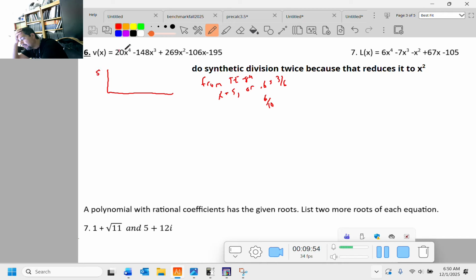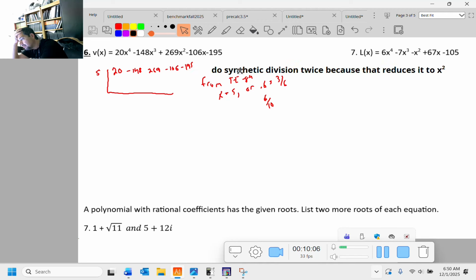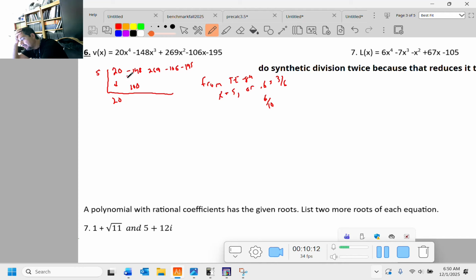Let's pull out the easy one first, which is a 5. Coefficients are 20, negative 148, 269, negative 106, negative 195. We're just going to follow our acronym DMA. I'm going to drop the 20. 5 times 20 is 100. Negative 148 plus 100 is negative 48. This is going to be negative 240. We're going to add and get 29. 5 times 29 should be 145. And then we're going to add. That's going to give me, I think, 39. Seems legit. And then we're going to multiply. And yes, everything worked out. We got 195. Got a remainder of 0.